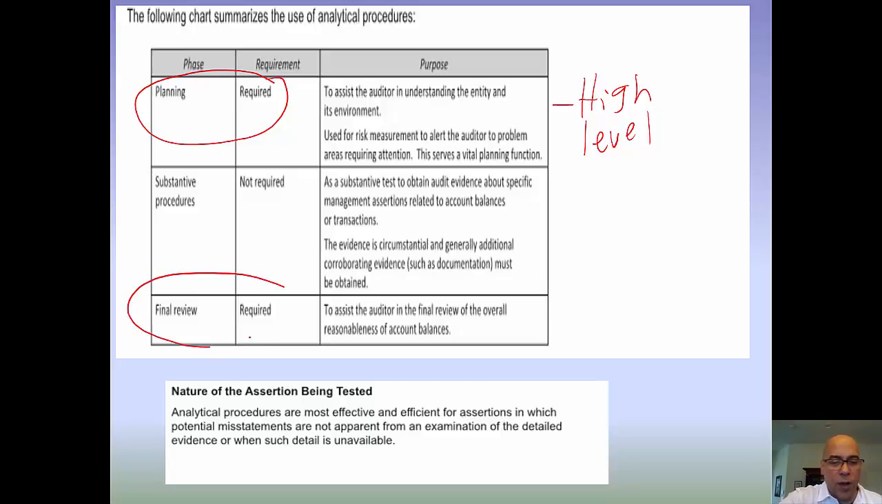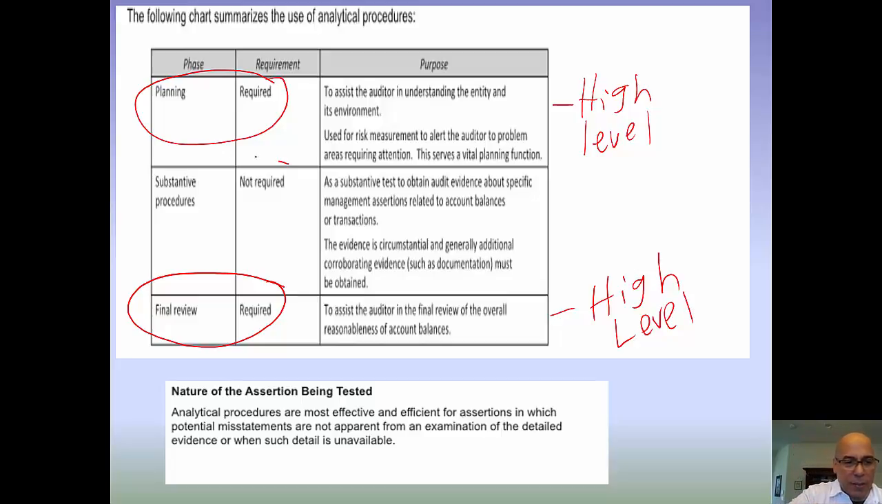Okay, final review. We will do that at the end of the engagement, okay, and this is at a high level. Again, trying to make sure that there were no unusual adjustments that were made just before they issue the financial statements, so the auditor will do another round of analytics.